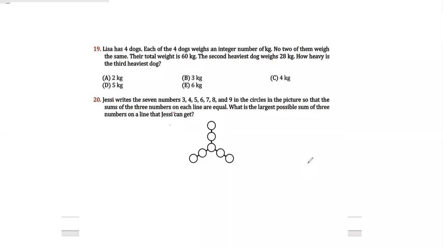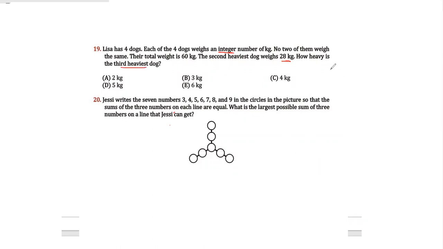Now let's read question number 19. Lisa has 4 dogs. Each of the 4 dogs weighs an integer number. Integer number means a whole number. It cannot be in fractions or decimals. No two of them weigh the same. Their total weight is 60 kg. The second heaviest dog weighs 28 kg. How heavy is the third heaviest dog?